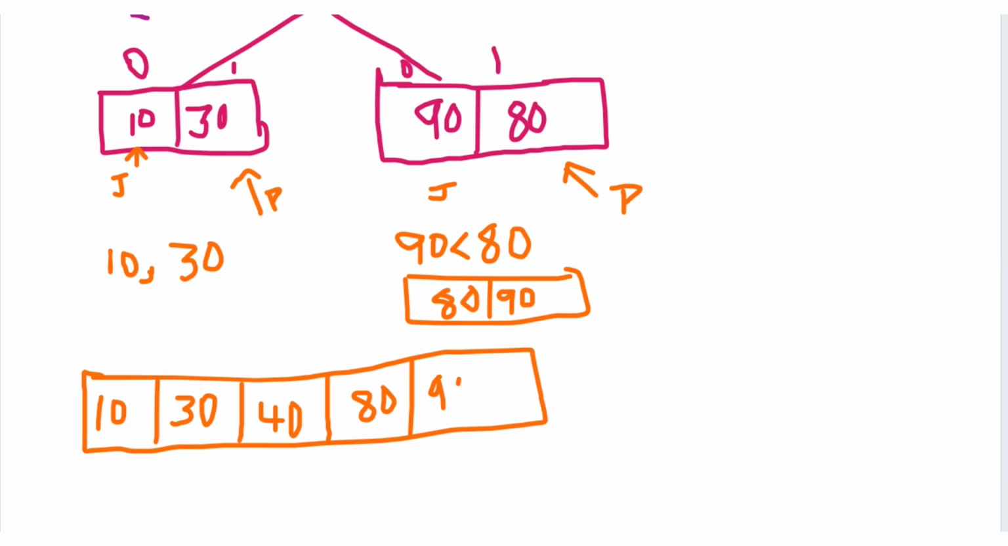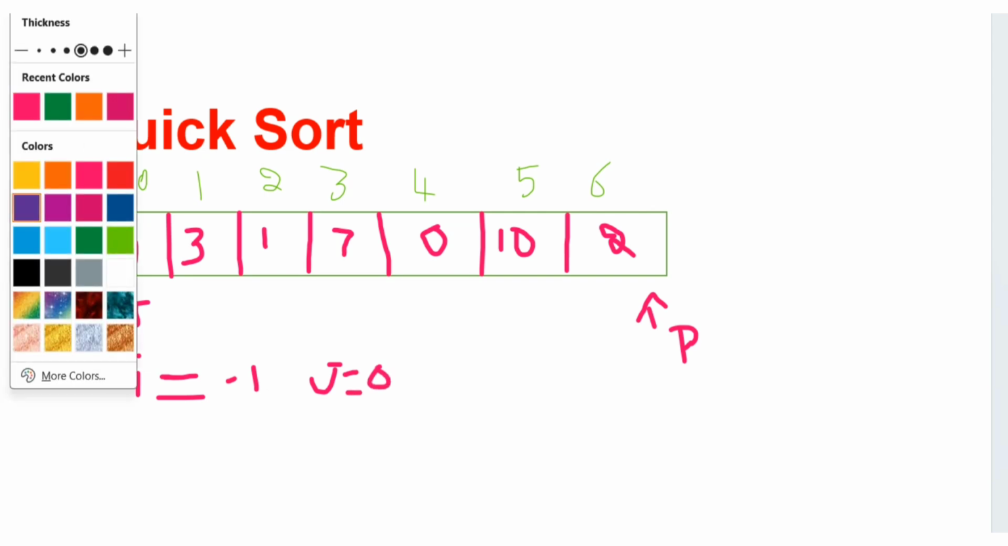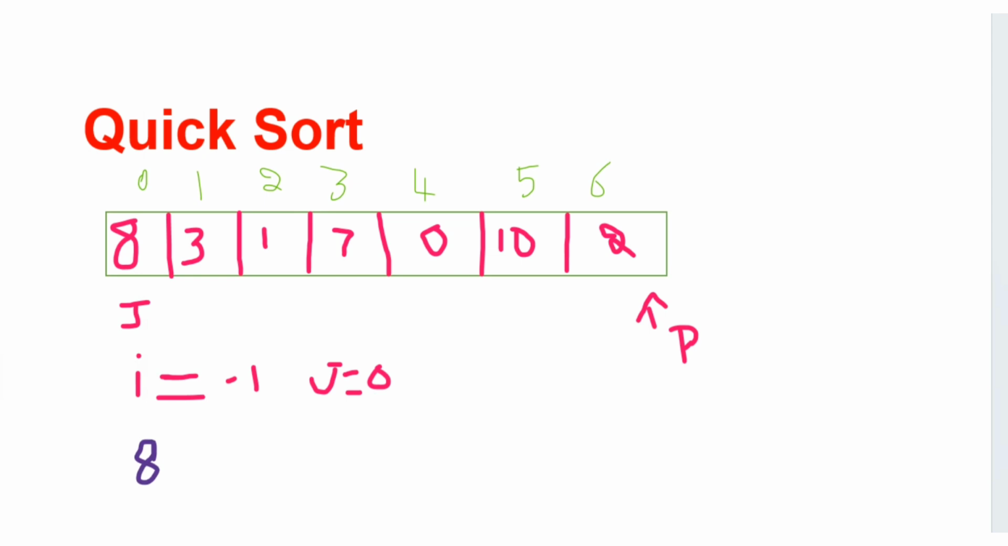I am taking another example. Generally we take the last element as the pivot element. This is the last element, right? This is the pivot element. P represents the pivot element. This is the jth element. In the previous class, I told why i is minus 1: because i is less than the pivot element, I need to take i equal to minus 1.